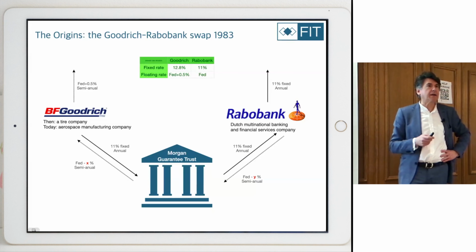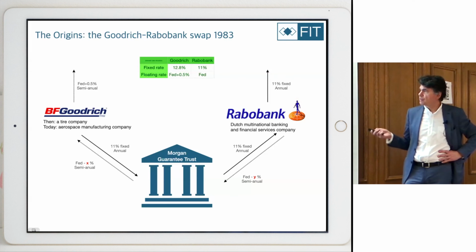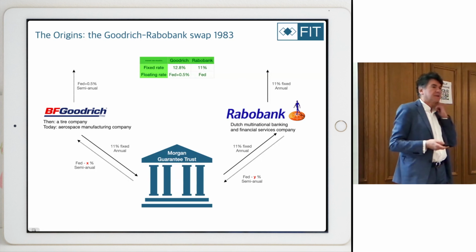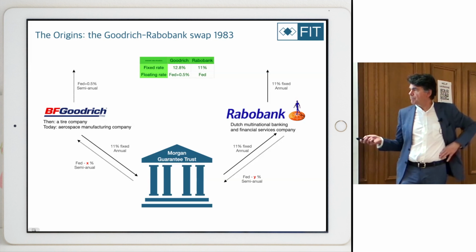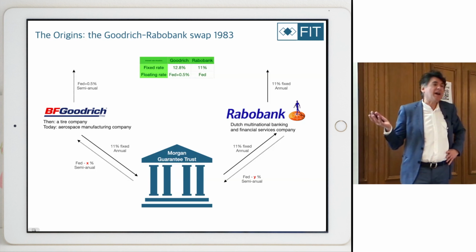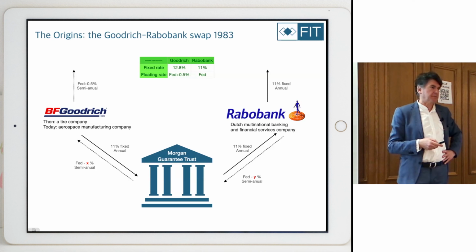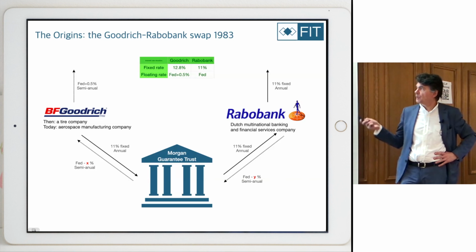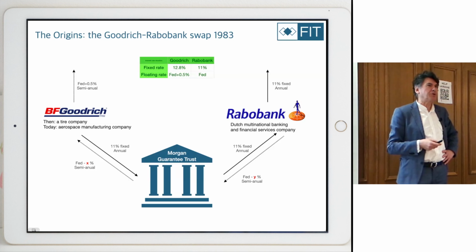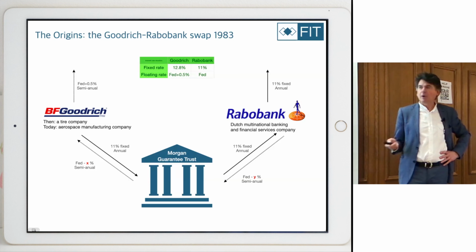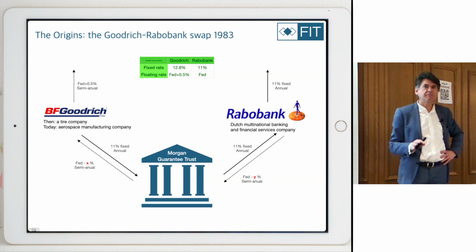Let's look at the other side of the equation. Let's look at Rabobank. Rabobank is going to do the opposite. It's going to receive 11% fixed annually, and is going to pay Fed minus a different number, Y percent, semi-annually. What's the result for Rabobank? They get what they wanted, floating rate exposure. So except for the numbers X and the numbers Y, except for that, what we've managed to do is very interesting.